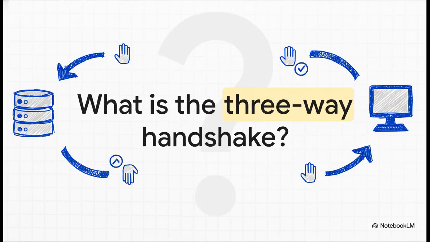Okay, so FCS makes sure our data is accurate. But how did two computers even agree to start a proper conversation? They can't just start firing data at each other, right? They need a formal introduction. And that brings us to our next question. What is the three-way handshake?